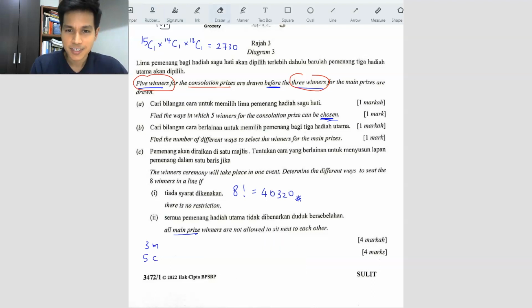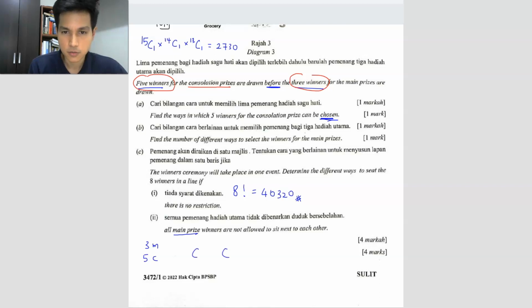I hope so far you understand what I'm saying. Anyway, if you don't understand, just type in a comment, let me know. Alright, so now coming back, how do we solve this? So you have 8 of them, correct? So you don't want the 3 of them to sit together. So let's say you got 5 consolation, right? So 1 consolation, 2, 3, 4, 5.